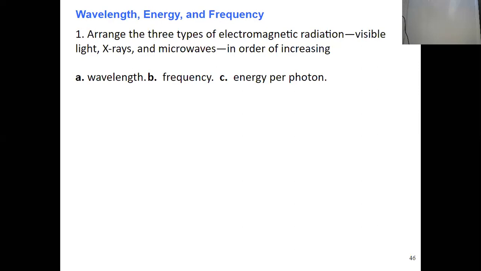So it's like 3 parts here, okay? You have 3 types of electromagnetic radiation: your visible light, your X-rays, and your microwaves. And you're going to order them from smallest to highest of each of these things. You've got to be able to do this for this chapter because it's an easy task, but if you're not constantly reminding yourself the order, it can get confusing and you don't want it to. So in order of increasing wavelength, that's smallest wavelength to largest. For frequency, smallest frequency to largest frequency. You've got to think about what those things mean.